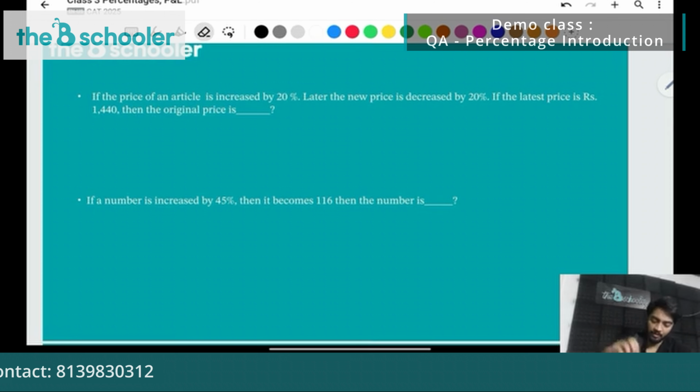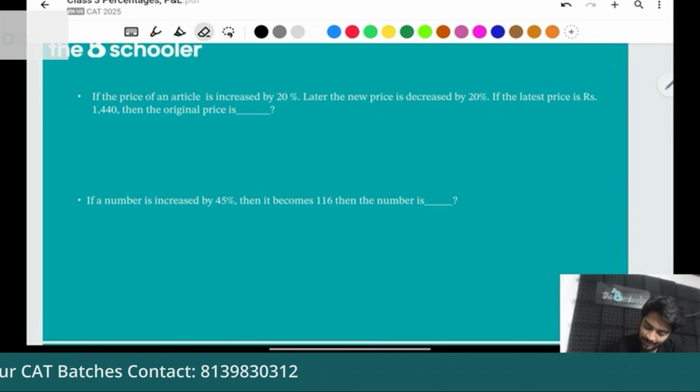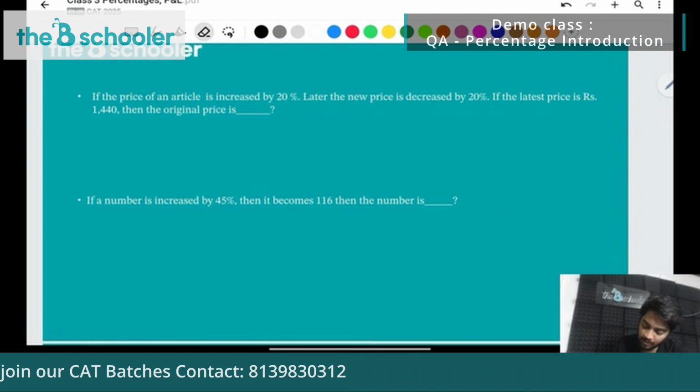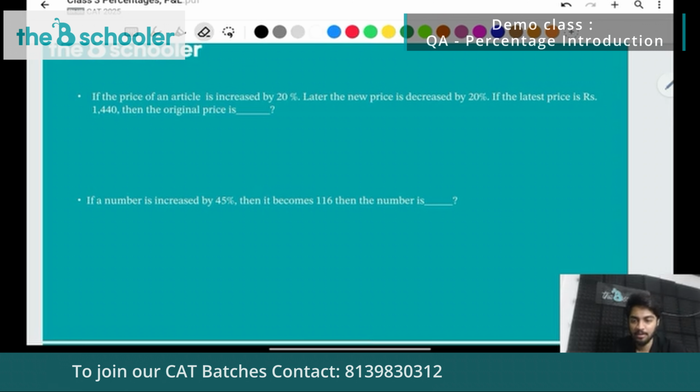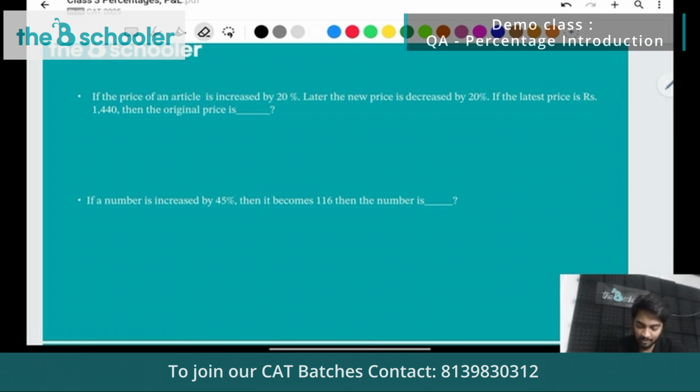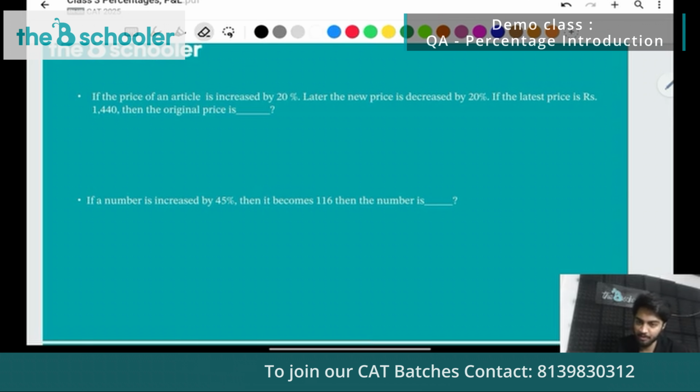Okay, fine. So first question: if the price of an article is increased by 20% and later the new price is decreased by 20%, actually, with a 20% increase and 20% decrease, we have to come back to the same place, right? If they are told that the final price is 1440, then the original price also has to be 1440. Is that correct?